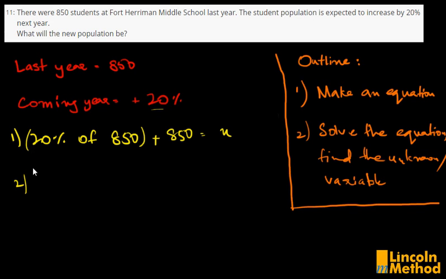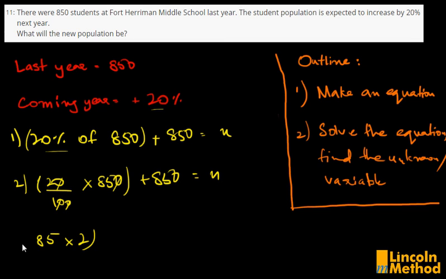So we move on to the second step, and now we solve this. So 20% of 850 can also be written down as 20 over 100 multiplied by 850, and we add that to 850, and that is going to give us x, or the answer that we're looking for. So let's cancel out the zeros, and we're left with 85 multiplied by 2. So 85 multiplied by 2 added to 850 equals x. Let me write down x again. Equals x.